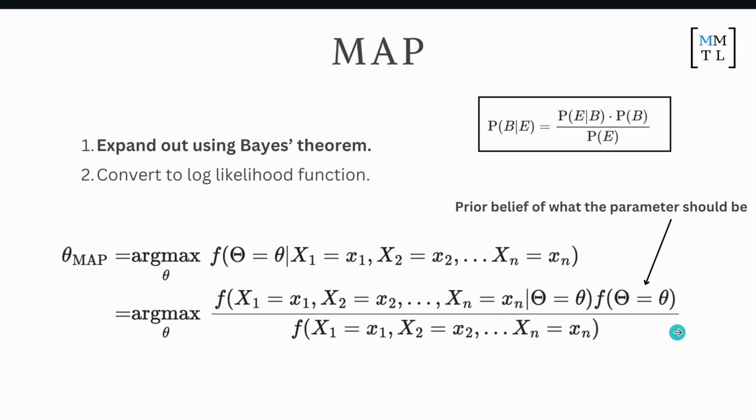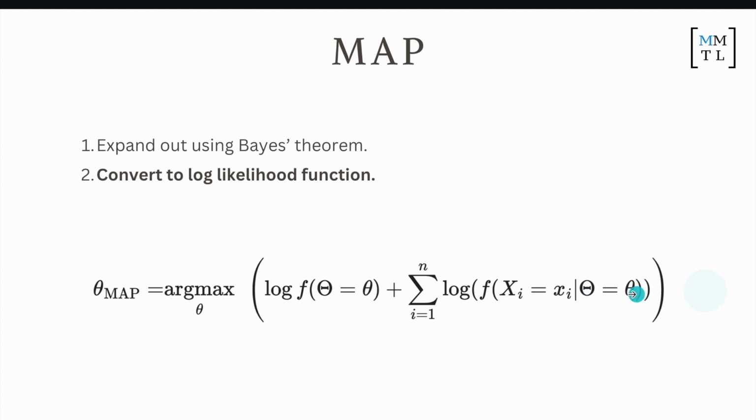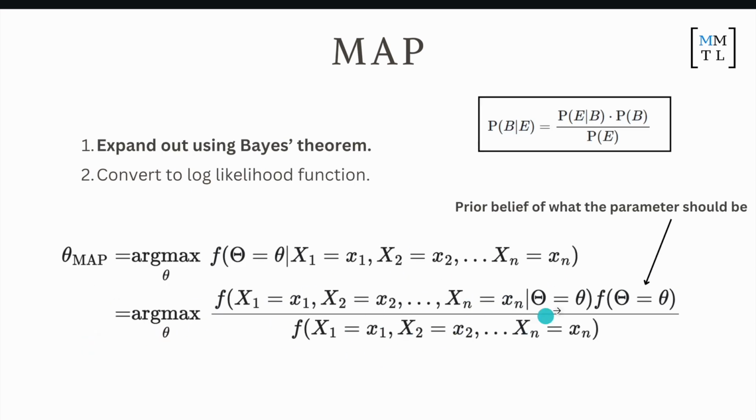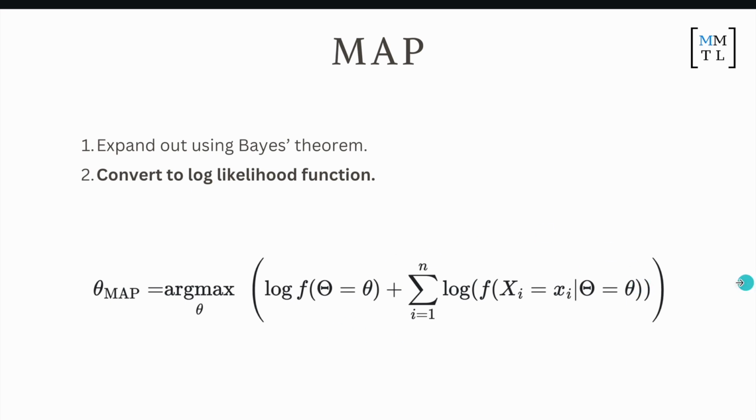Once you have this expanded form, you convert that to the log likelihood function. So you just logged it. This looks completely different, but if you log this and then simplify it out, this is what it looks like. Any other questions on that?